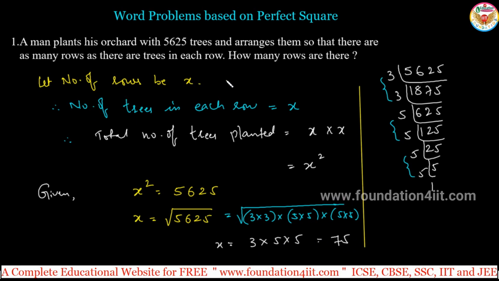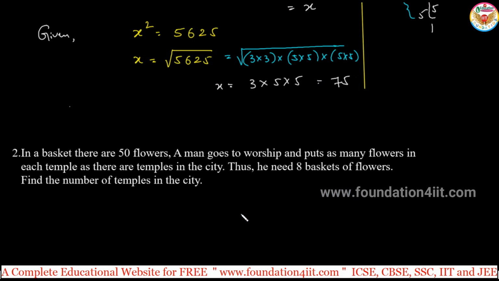The number of rows is equal to 75. How many rows did they mention? So the number of rows is 75, that is the answer to the given question. And let us see one more.